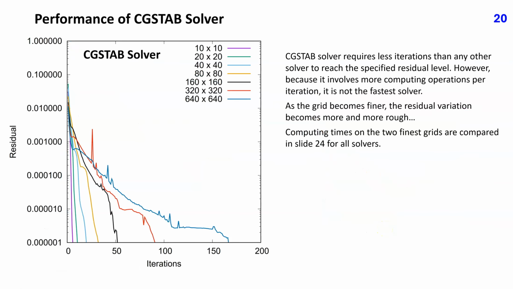This plot shows the performance of CG stub solver. It requires less iterations than any other solver to reach the specified residual level. However, because it involves more computing operations per iteration, it is not the fastest solver. As the grids become finer, the residual variation becomes more and more rough. Computing times on the 2 finest grids are compared in slide 24 for all solvers.